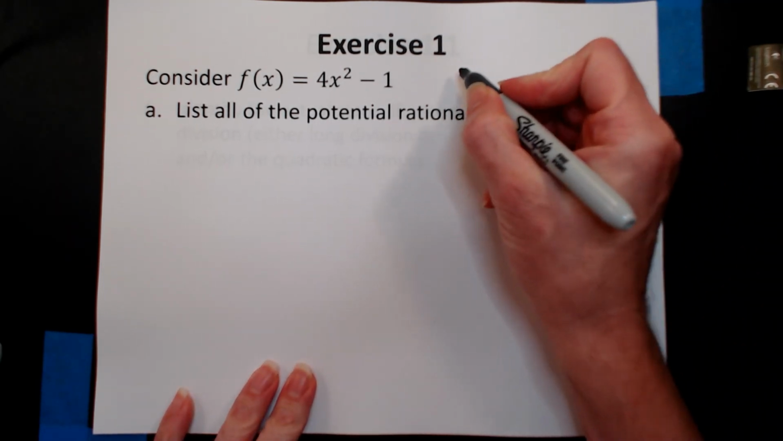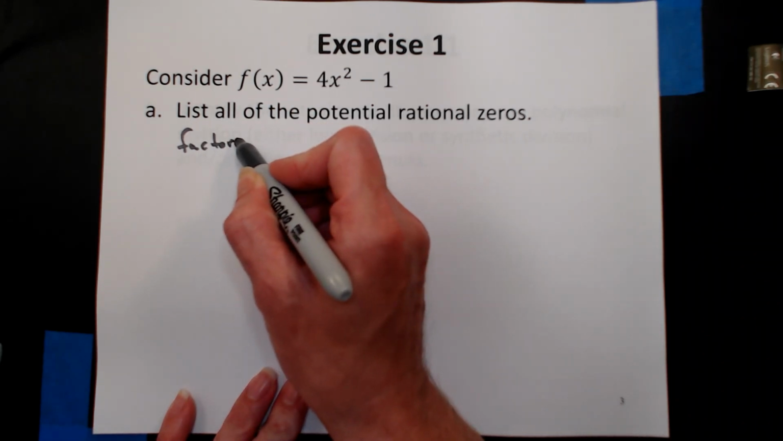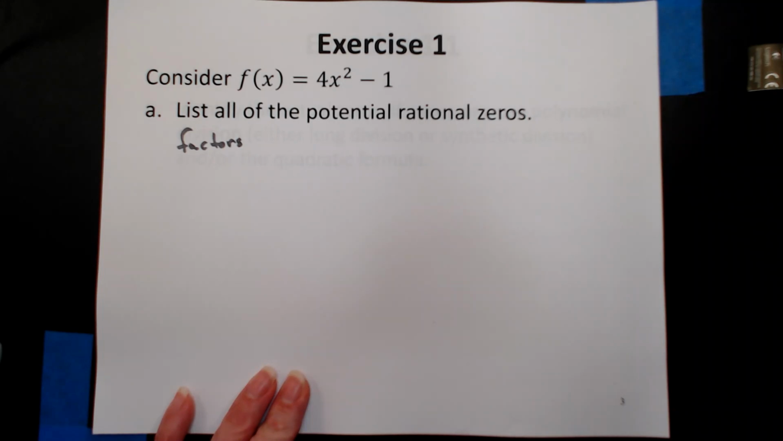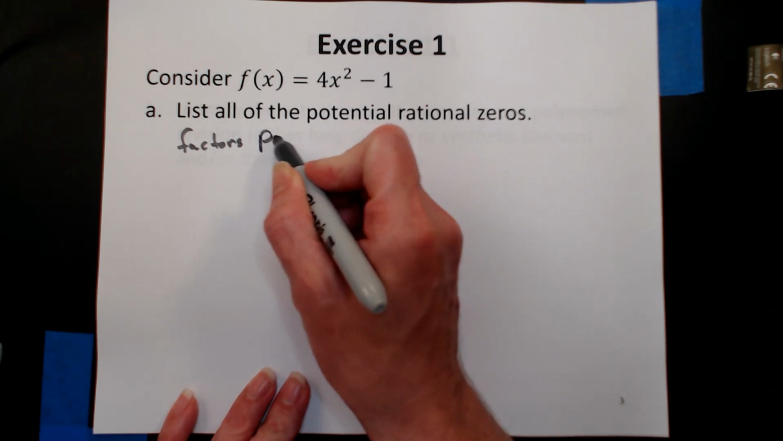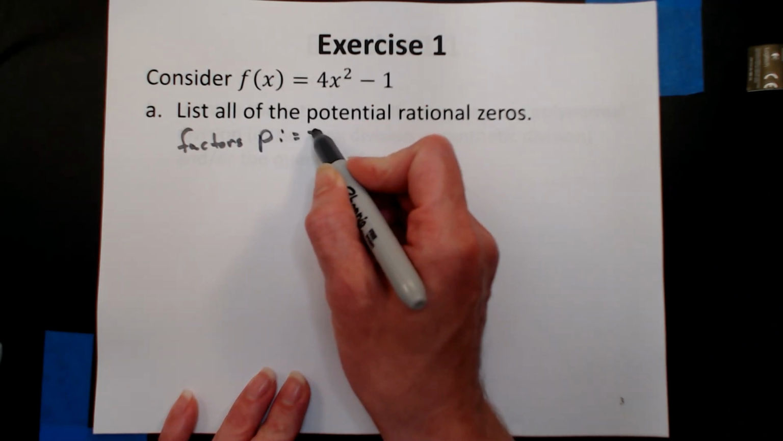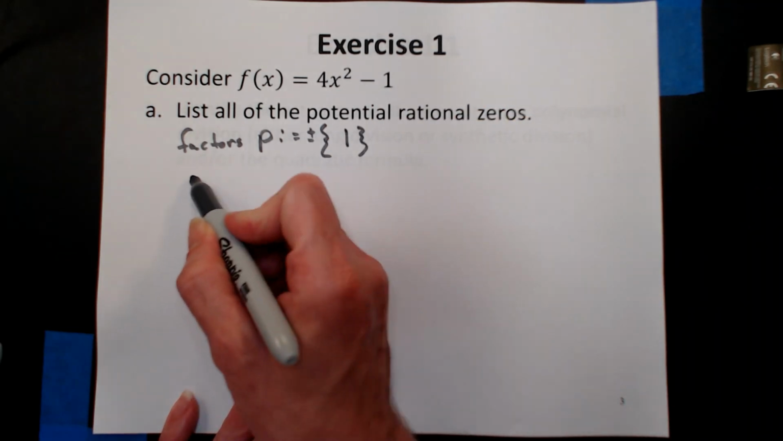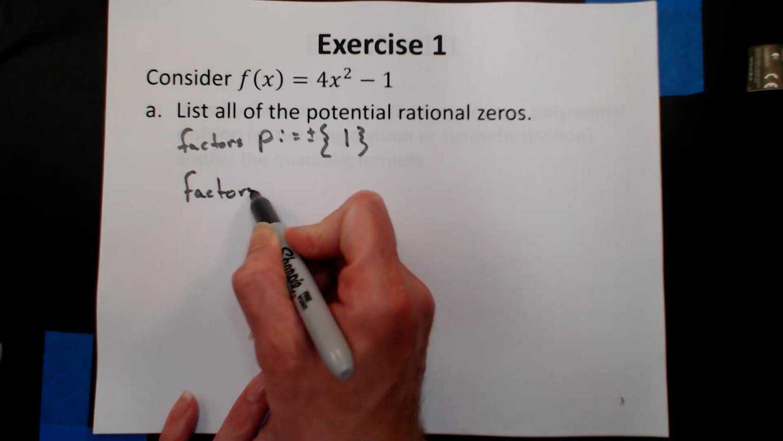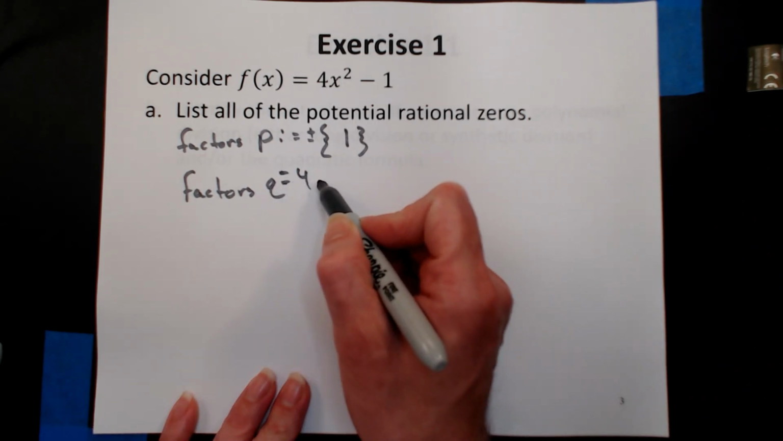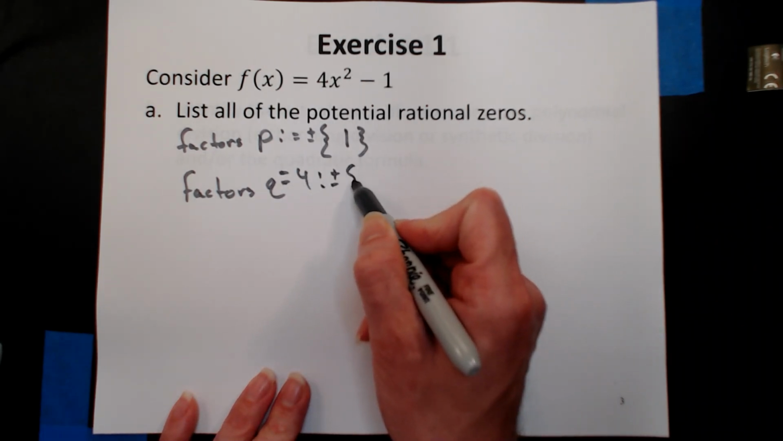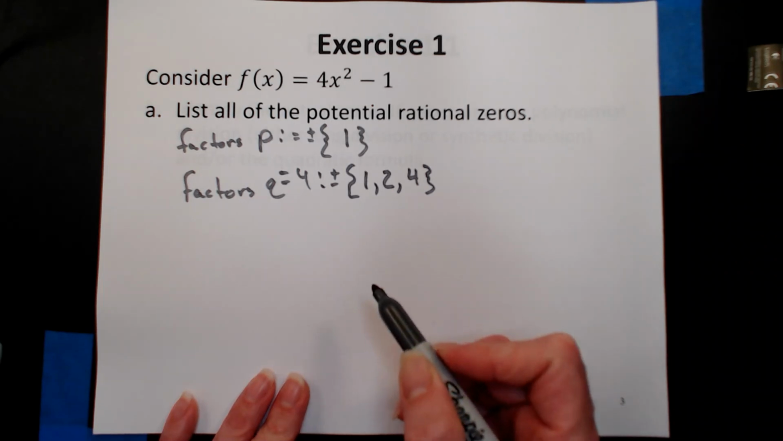So we have our q, so factors of. I like to do p first. And then I say factors of p are going to equal plus or minus 1. And then we have factors of q. Well, q is equal to 4. And that's going to be plus or minus 1 times 4 and 2 times 2. So those are all the factors of 4.